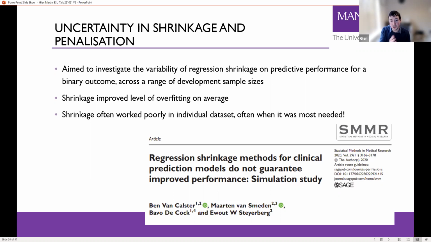And more importantly, it often didn't work when shrinkage was most often needed. So in other words, when the sample size was smallest, the shrinkage or penalization was performing worse, which is the exact opposite of what you want, based on the previous recommendation of using these methods in small samples.